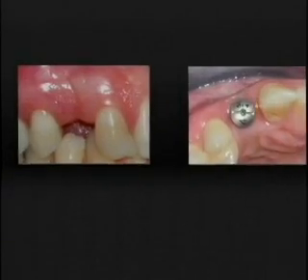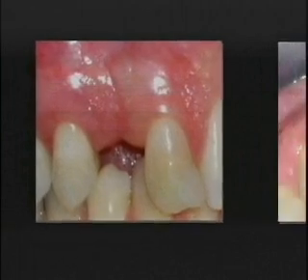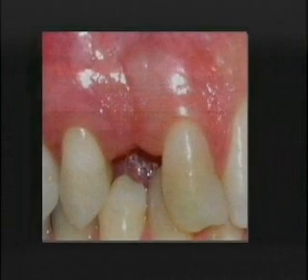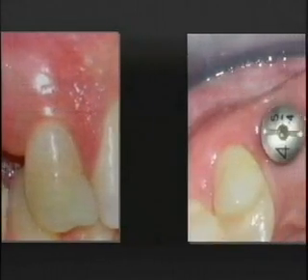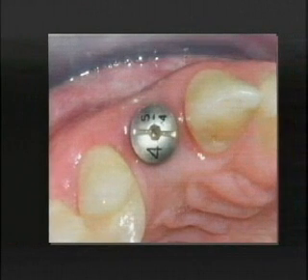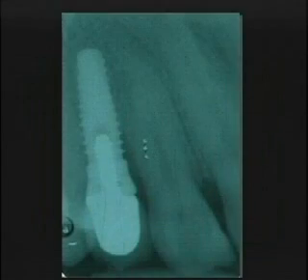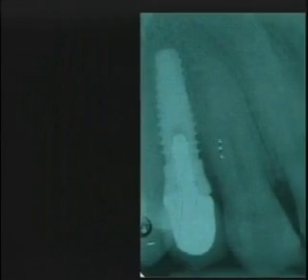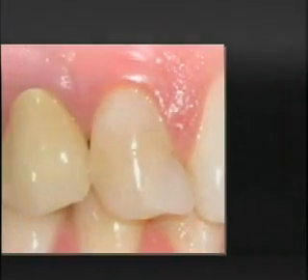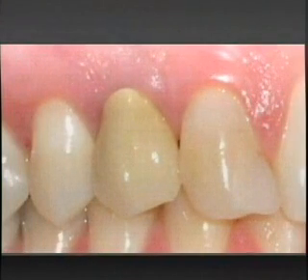This is an example of a single-tooth dental implant. This is a patient who was congenitally missing an upper canine tooth. A single-tooth dental implant was placed. 6 weeks later, the impression was taken by the restorative dentist, and here is an example of the final crown on the dental implant, both clinically and radiographically.